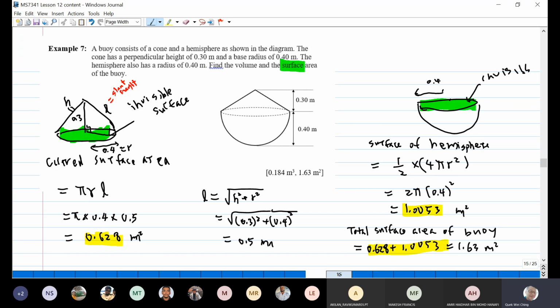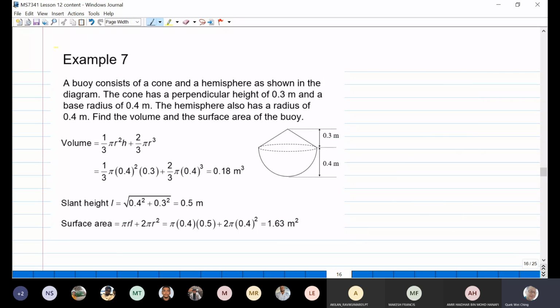Now, if you want to see the solution, I have a brief solution here. Basically, this is what I did here. Put everything together here, but I think this expansion is not so good, because I showed you more explanation there.